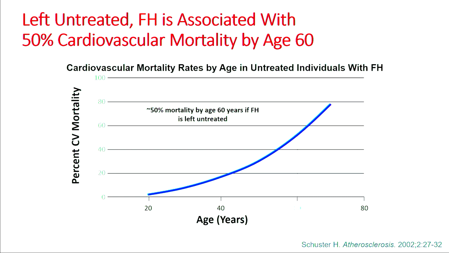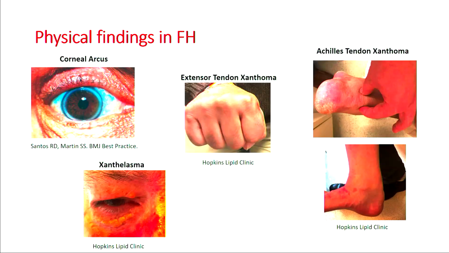This slide really emphasizes that if you have a patient with FH and let that go untreated, the curve starts really going upward. This is cardiovascular mortality, about 50% by age 60 if FH is left untreated. So we really want to get ahead of this curve.